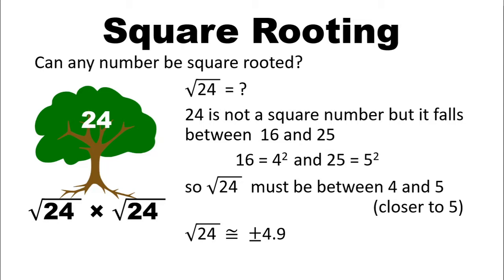Now you can use the calculator to check yourself. It won't be an exact answer. In fact, we call this number an irrational number because the decimals go on forever, and we couldn't write this number as a fraction. So we have to round it. 4.9, positive or negative 4.9, was a pretty good estimate.